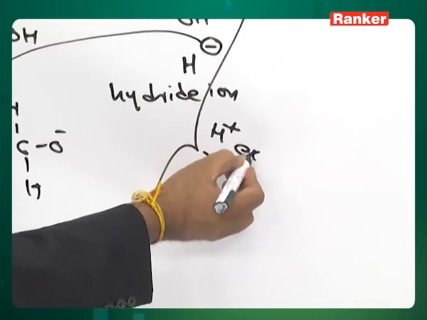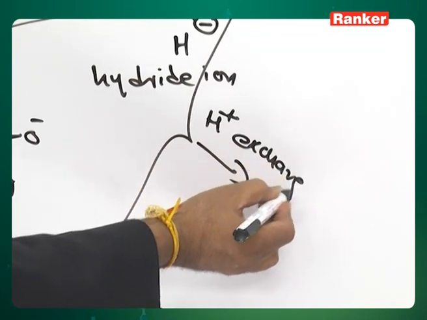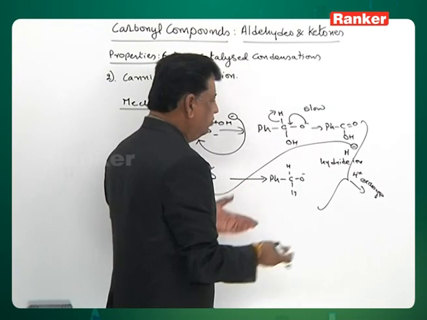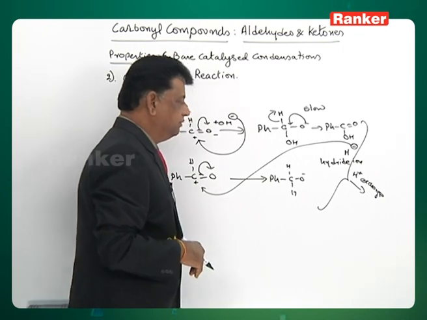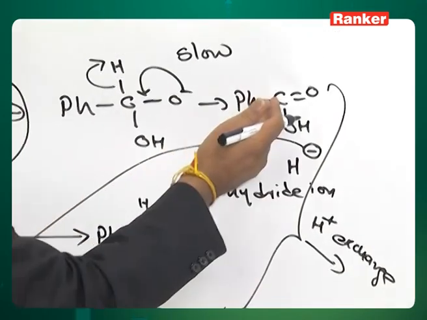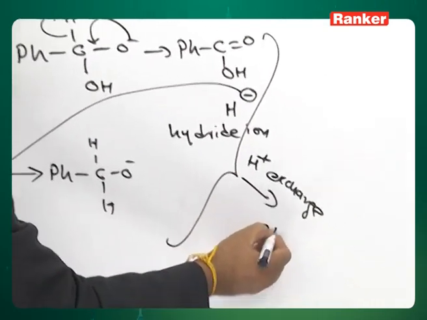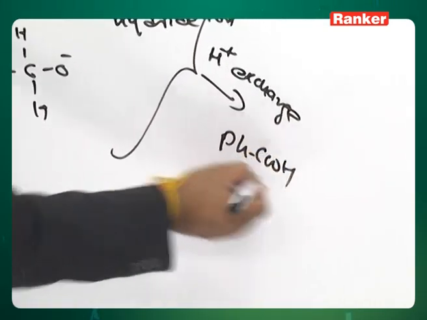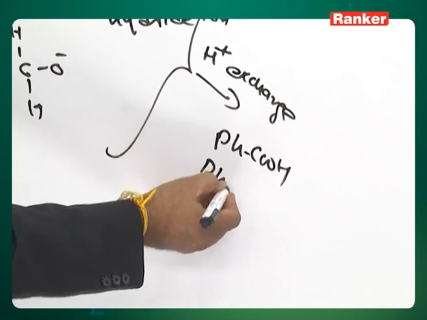or change of the proton, or exchange you can take. So, from this side to this side, one hydrogen, H plus, will be exchanged from there to here. Now, this will become benzoic acid and this will become the benzyl alcohol.